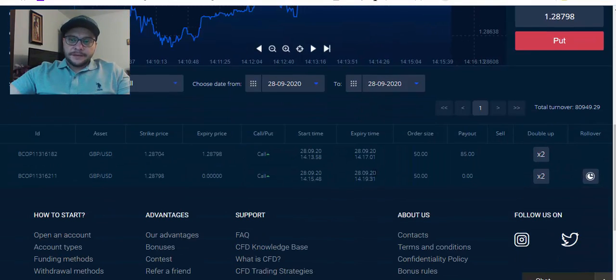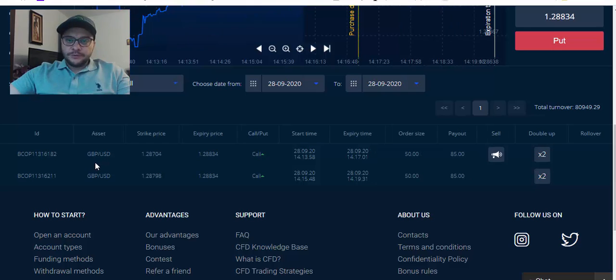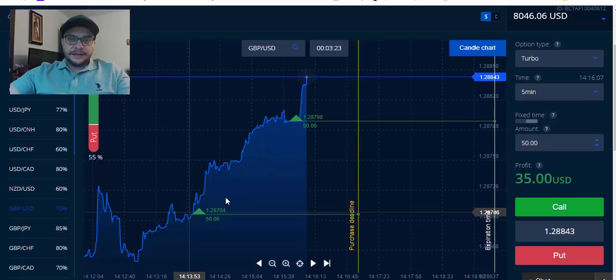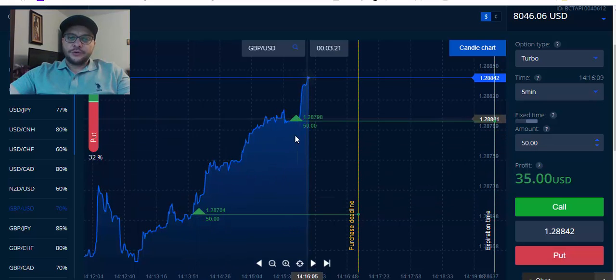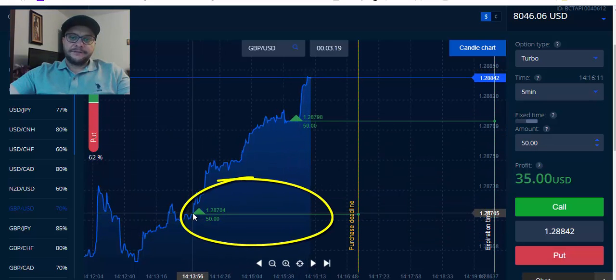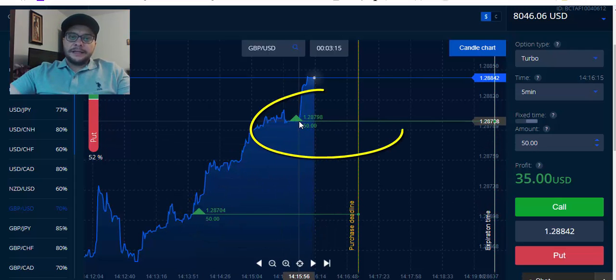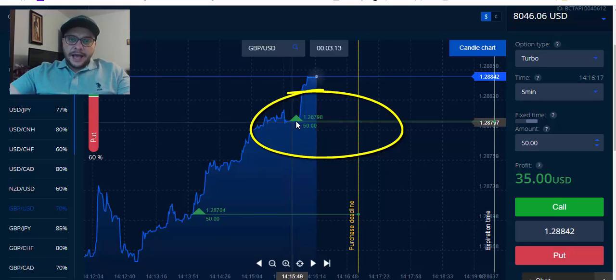Okay, so we have two trades on GBP USD, one placed here and one here. This one is based on the Forex Trendy reverse signal, and this one is based on the BLW Turbo Strategy app signal, and as you can see it is going up.